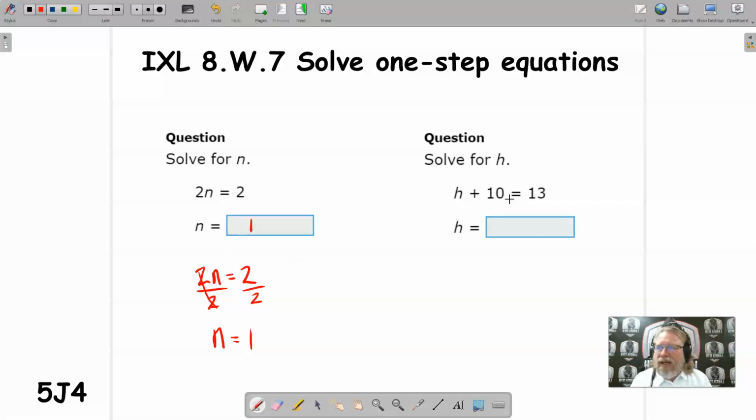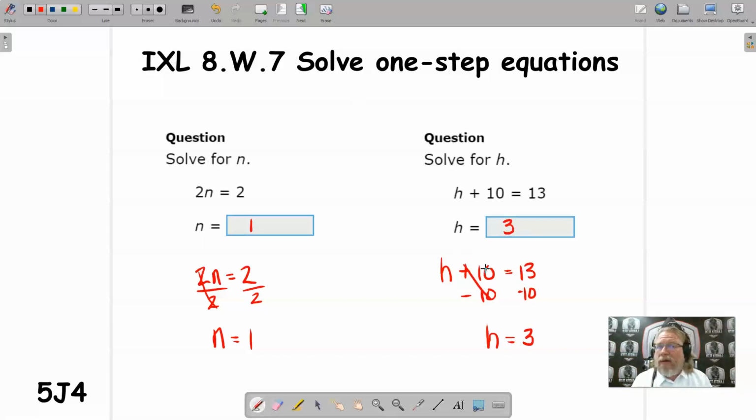h plus 10 equals 13. So the h is tied to the 10, and let's go ahead and rewrite, I suppose. h plus 10 equals 13. So the 10 is tied to the h through addition. The opposite operation is subtraction. We're going to subtract the very number we wish to get rid of, which is 10. And what we do to one side, we have to do to the other side. So the positive 10, negative 10 are going to cancel each other and leaves us with just h on the left. And 13 minus 10 is 3, so we end up with h equals 3.